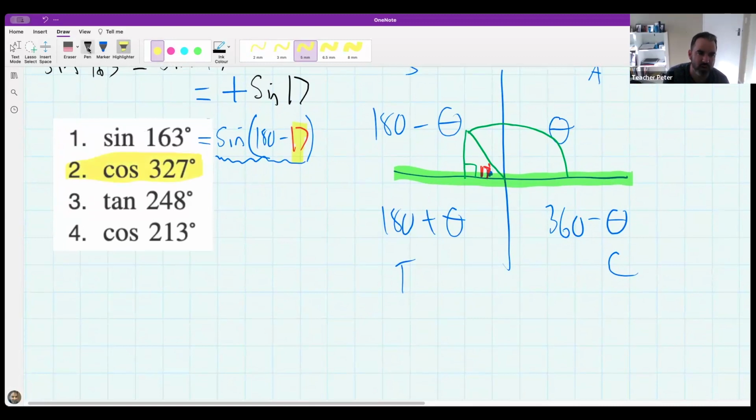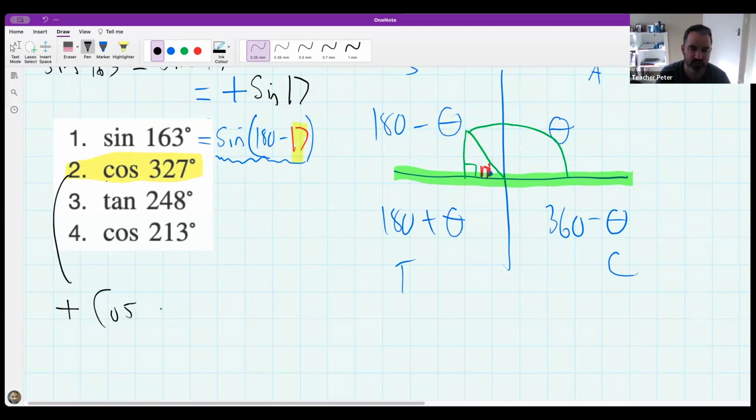What we're going to do is start by rewriting. What quadrant is this in? Cos 327. What quadrant do I think I'm in? 1, 2, 3, or 4? It's in quadrant 4. And in quadrant 4, cos will be positive. So I'm going to write positive cos, but I need to rewrite this in the format of that quadrant. So what am I going to rewrite over here so that I'm rewriting it in terms of the form of angles in quadrant 4?